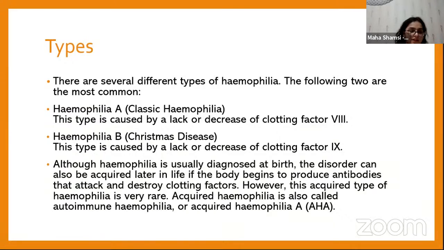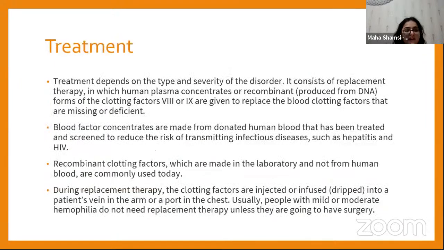Although hemophilia is usually diagnosed at birth, it can also be acquired later in life. And that's how genetic disorders can start, right? You can pass it on. So you have acquired hemophilia, autoimmune hemophilia, right? It's when your body itself produces antibodies that attack and destroy the clotting factors that are already present in your body. So that's acquired hemophilia.